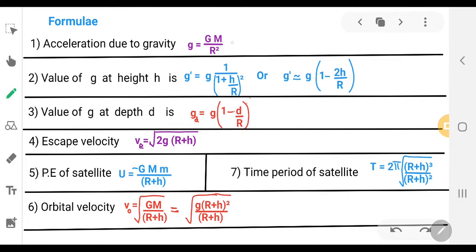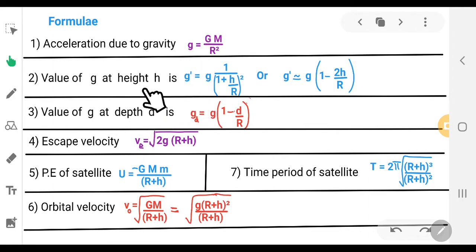The equation for acceleration due to gravity is small g, acceleration due to gravity, is equal to G M divided by R squared. G is the gravitational constant, M is the mass of the earth, and R is the radius of the earth, if we are calculating acceleration due to gravity on the surface of the earth.